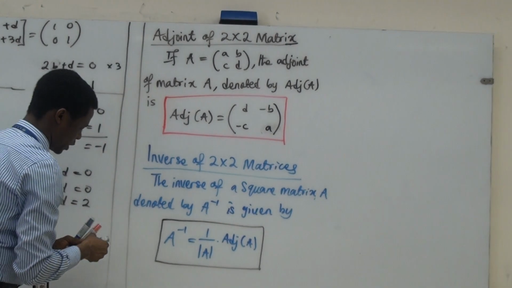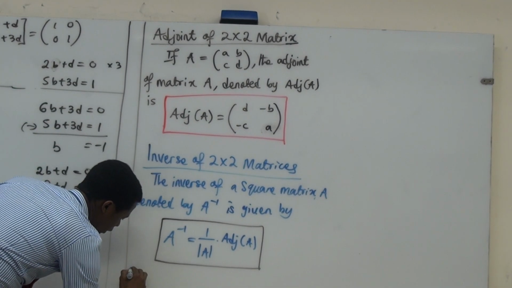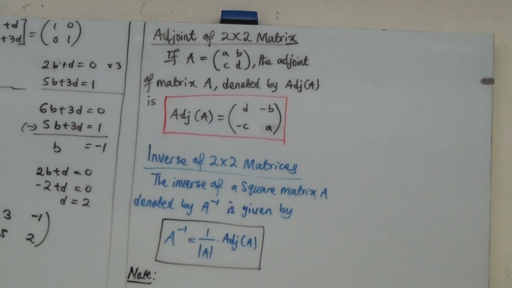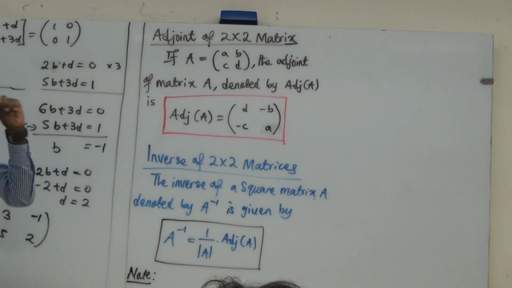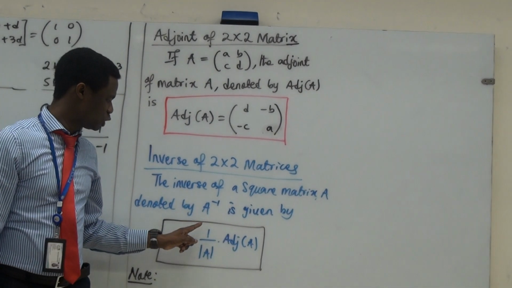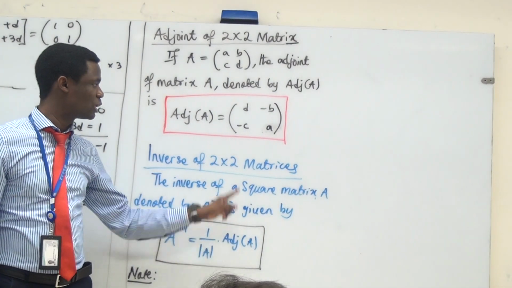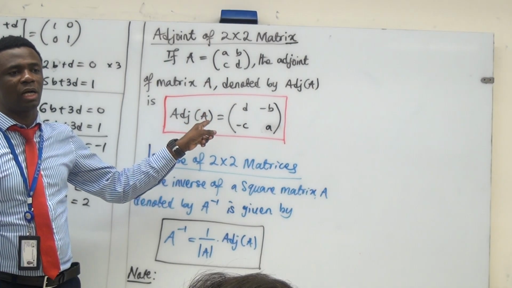So what comments can we get from here? Notes. Look at this formula now. To find the inverse of a matrix, look up everyone. To find the inverse of a matrix, you do reciprocal of the determinant, 1 over the determinant times adjoint. Now that's why I started with adjoint.